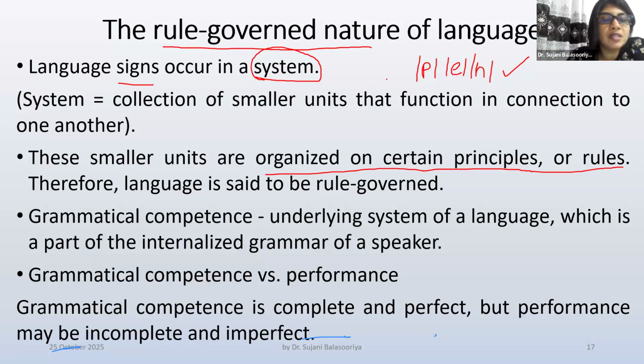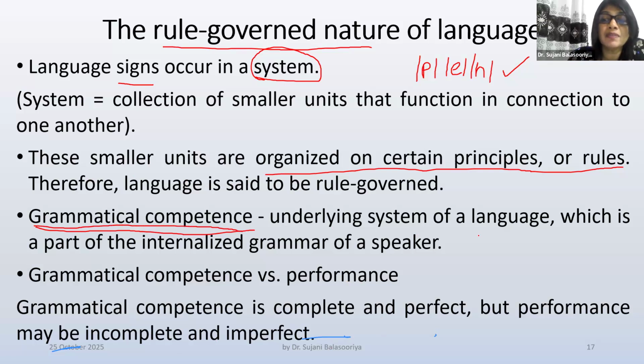So when we are talking about this rule governed nature, there are some concepts you need to be familiar with. One concept is grammatical competence. We are talking about rules now. Rules means, in other words, grammar here. So grammatical competence. Are you familiar with this word? And there's another term, performance also. But before that, what is grammatical competence?